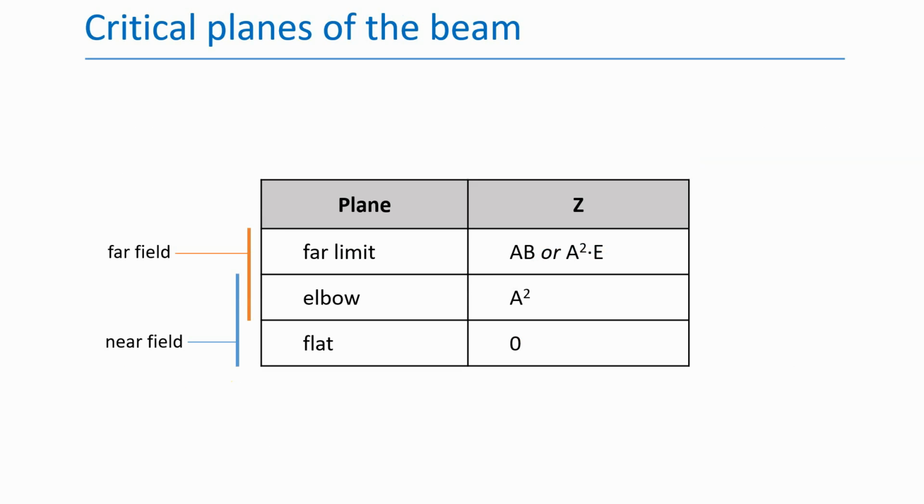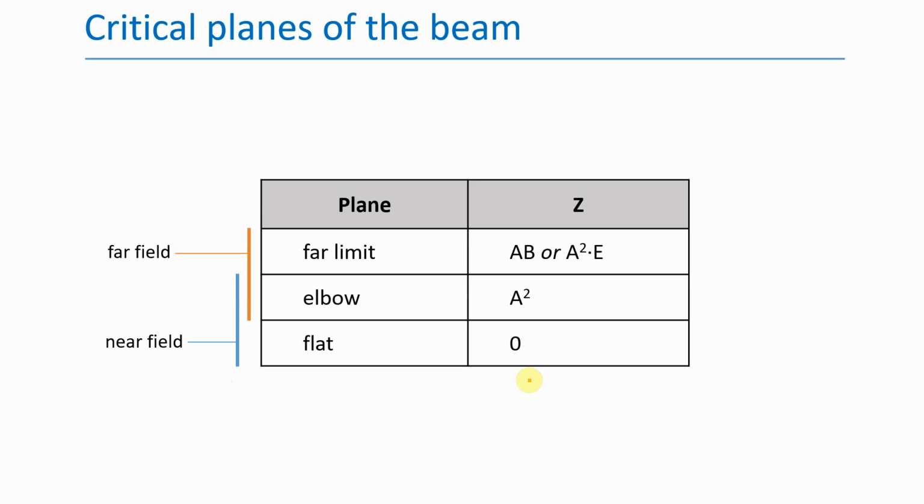The elbow is an example of what we call a critical plane. These are especially important in many slit interference, which we discuss in the next lecture. The critical planes delineate important transitions, such as between the near field and the far field. Their locations are determined by the factor sizes, such as A and B.